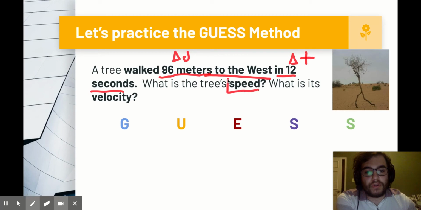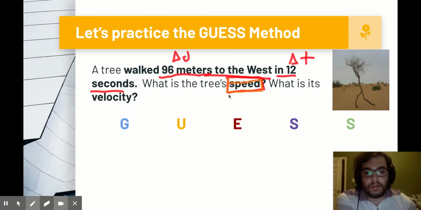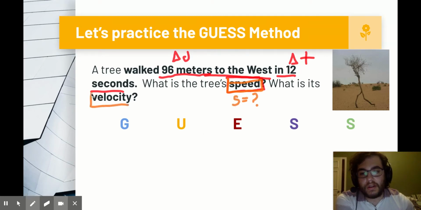There are two questions written in this. I always recommend boxing your unknowns. I'll change the color for you. Let's do orange. It's not too different. We always box the unknowns and we say it's equal to a question mark. And over here, I already have it bolded. What is its velocity? v is our other unknown.